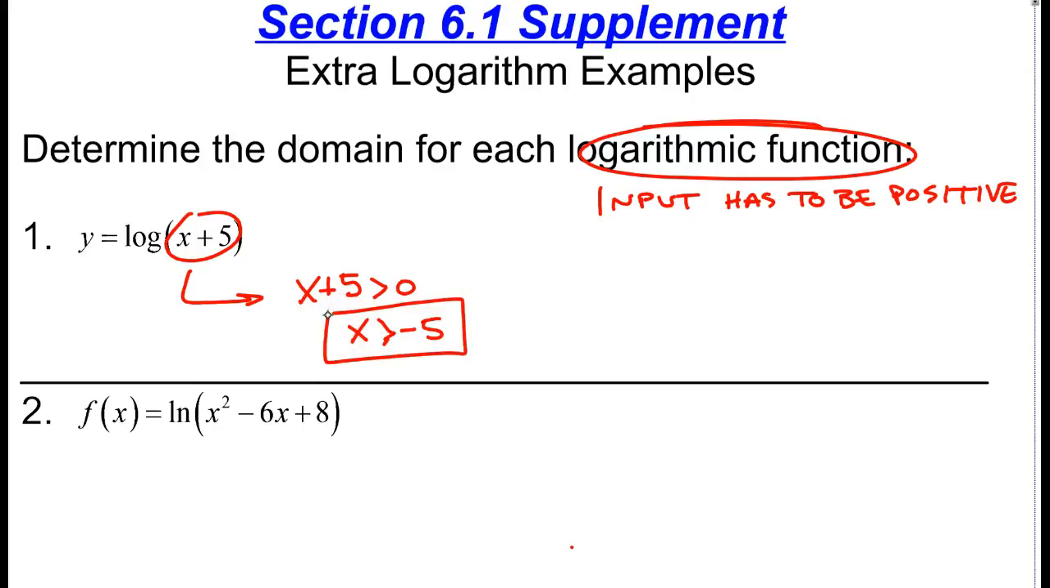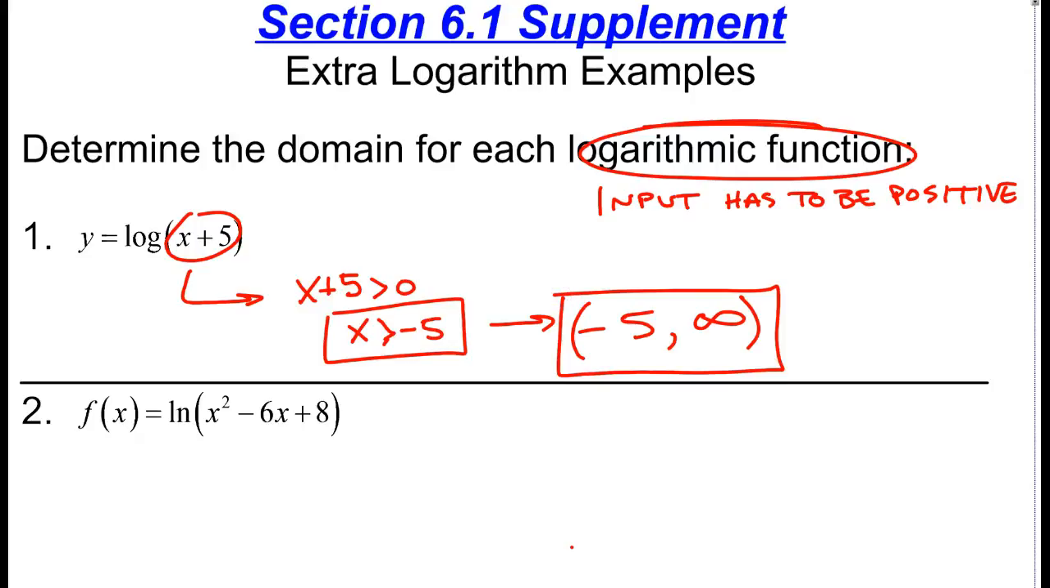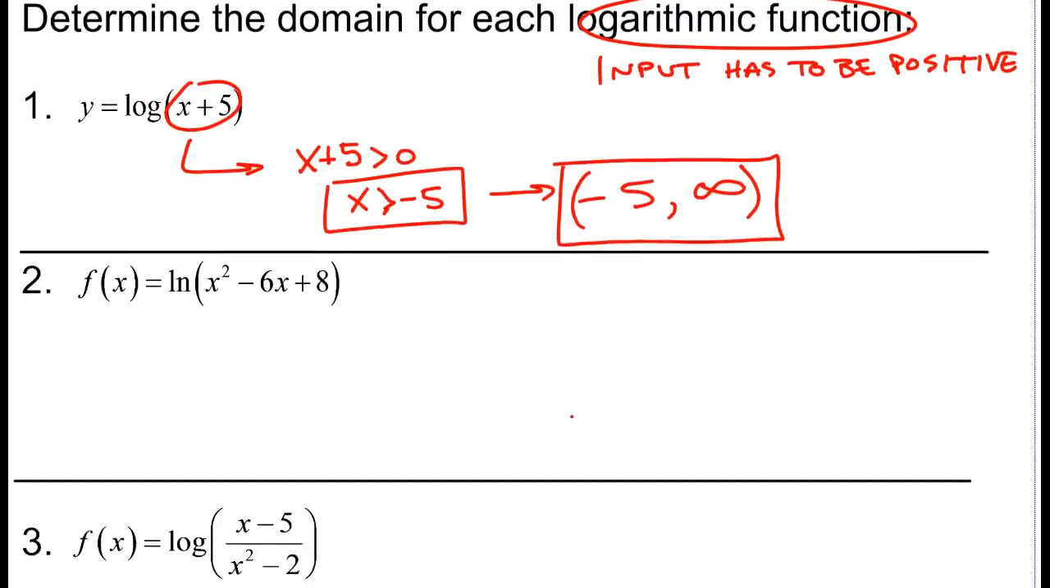WebAssign will expect you to write that in interval notation, so you'll probably do it like this. Notice that I have a parenthesis around the negative 5 because you cannot equal negative 5. You have to be greater than negative 5. Let's take a look at another one.